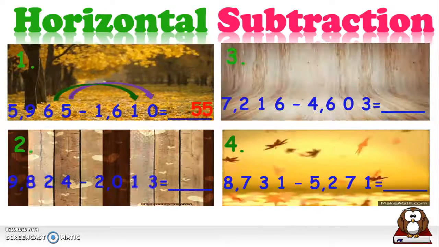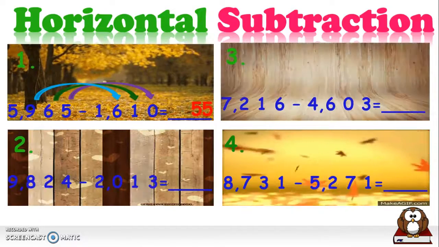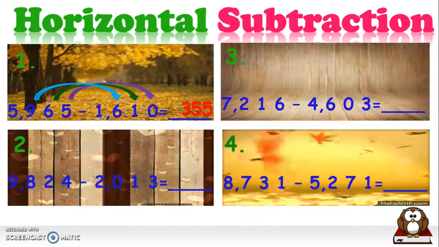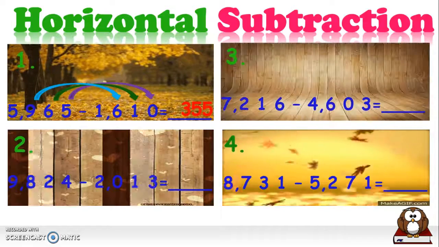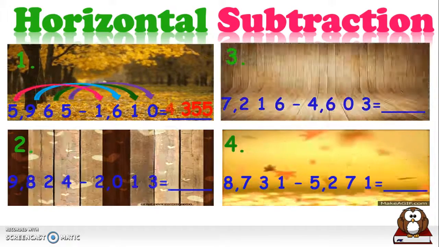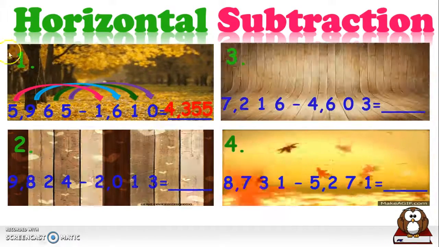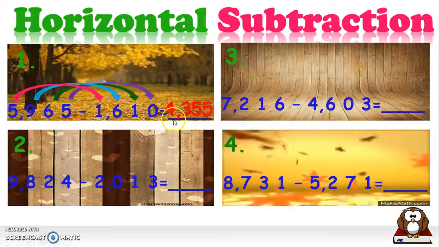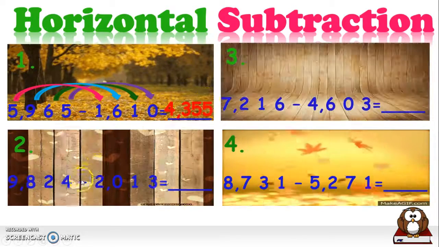For hundreds minus hundreds, from left to right is 9 minus 6, which is equal to 4. And for the last digit, we have thousands minus thousands. 5 minus 1 equals 4. Also, we need to write our comma. The answer for number 1 is 4,355. Let's go to number 2.